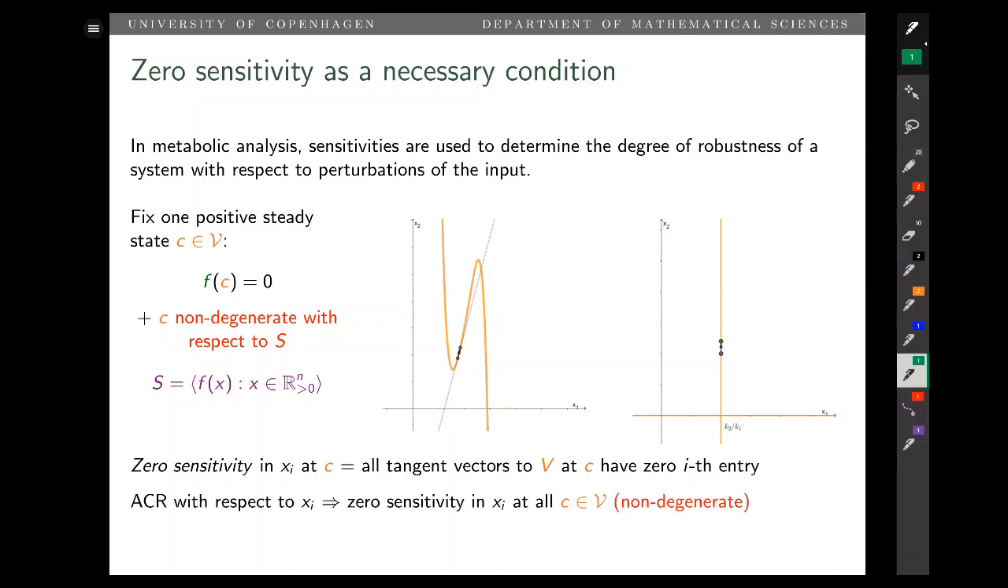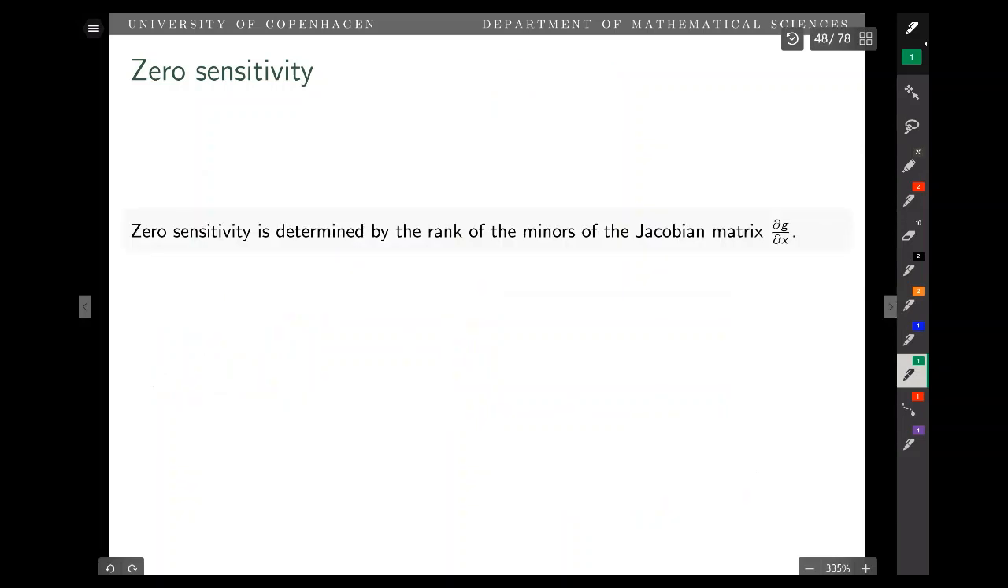But it makes sense to think that if I ask for ACR in xi, so if I ask that the value of xi is the same at all points, it definitely needs to be the same in the neighborhood, right? So if I change a little bit, I need xi to remain the same if I'm expecting that it's the same everywhere. So it's a necessary condition. Zero sensitivity is a necessary condition for ACR. This is why I was saying this is local versus global.